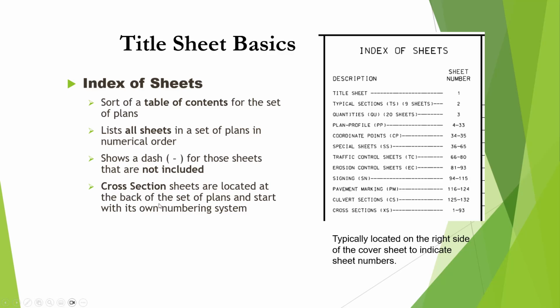And then the biggest thing is cross-section sheets are located at the back of the set of plans and start with its own numbering system. So if you come over, you can see here's cross-sections 1 to 93. So when you go look for a cross-section in one of those sheets, you don't want to find it up into 132. You're going to go to 132, the last sheet, flip it over, and then you're going to start at 1 to go to 93. So index of sheets, very important block.